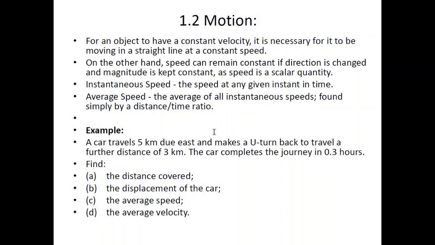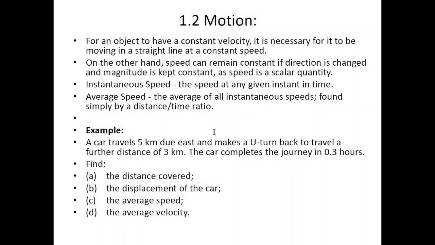Now there are two things. One is known as instantaneous speed and the other is average speed. Instantaneous speed is the speed at any given time during the journey, and average speed is the average of all instantaneous speeds that is found simply by total distance upon total time.